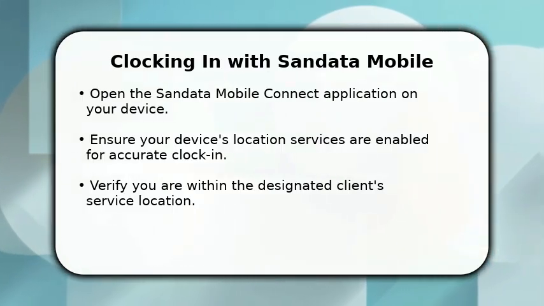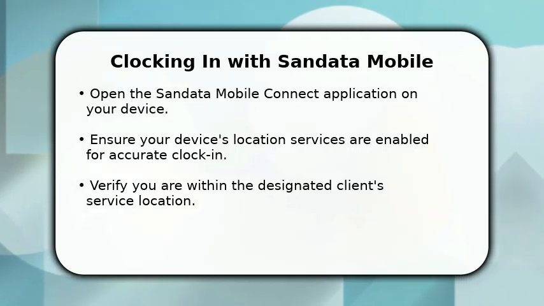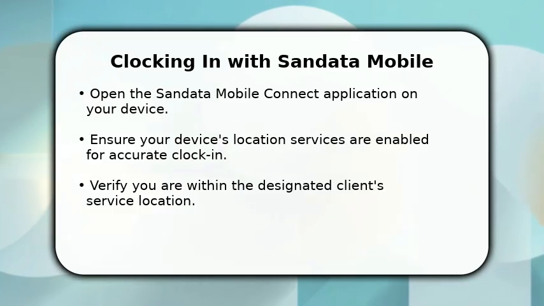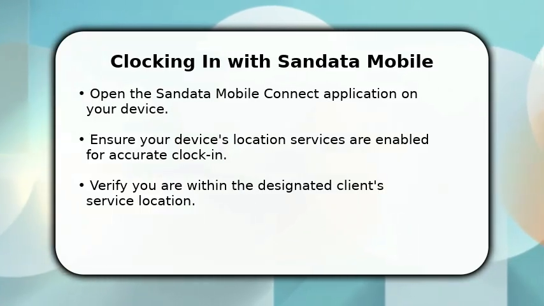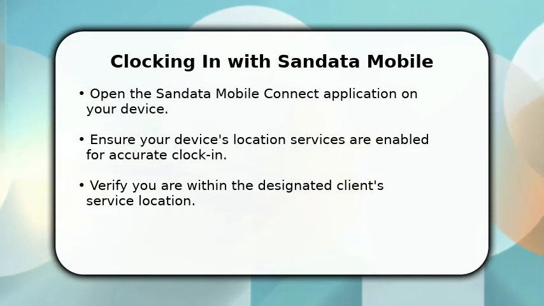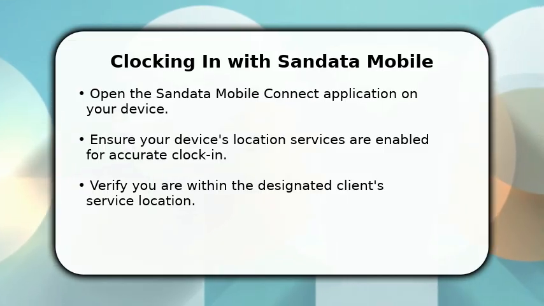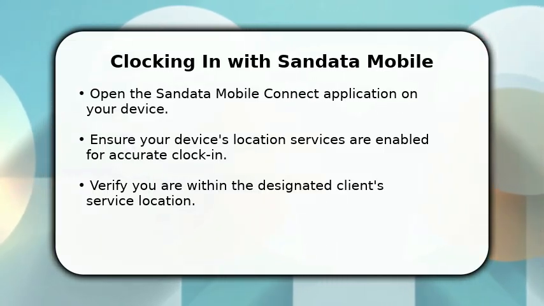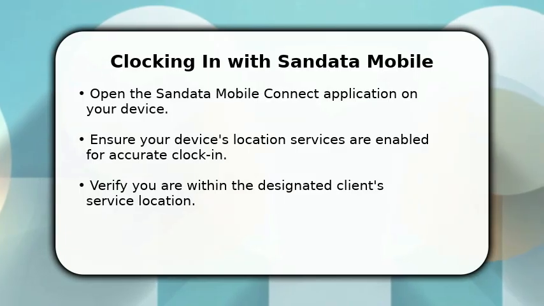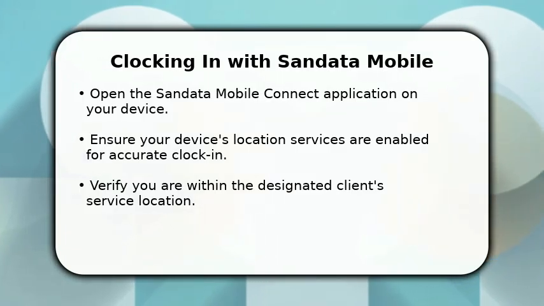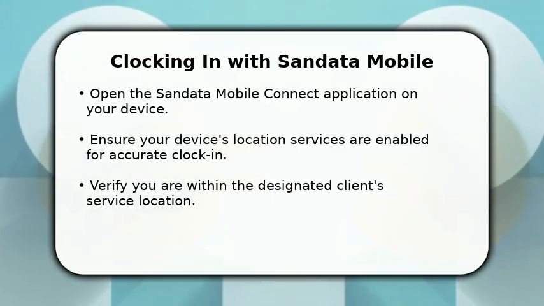First, open the Sandata Mobile Connect application on your mobile device. It's crucial to ensure your device's location services are enabled, as this allows the app to accurately verify your presence at the client's location. Make sure you are physically within the designated service area before proceeding to the next step. This initial setup is vital for a successful clock-in.